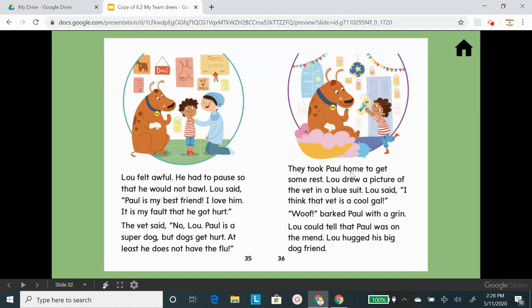They took Paul home to get some rest. Lou drew a picture of the vet in a blue suit. Lou said, I think that vet is a cool gal. Woof, barked Paul with a grin. Lou could tell that Paul was on the mend. Lou hugged his big dog friend.